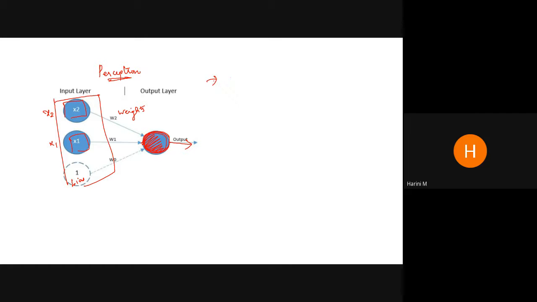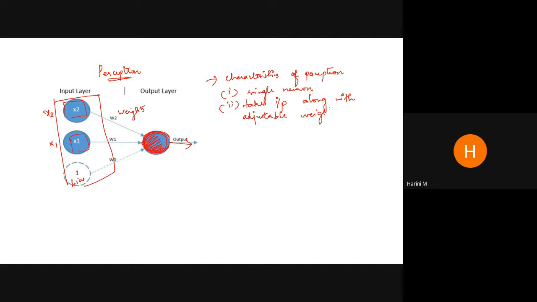First of all, I'll tell you the characteristics of a perceptron. The first point is that it is a single neuron. Then it takes inputs along with adjustable weights. And it also has this bias value. It's a constant value; it doesn't change.